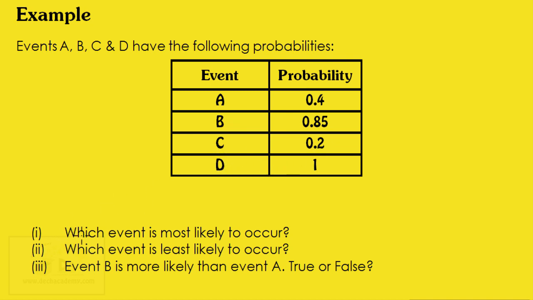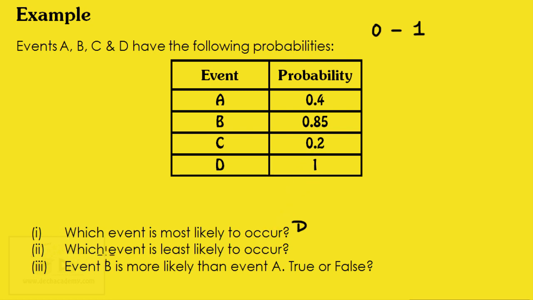So here's the first question. Which event is most likely to occur? Clearly from the probabilities you can tell that a linear scale is being used. So on the linear scale, probabilities range from 0 to 1. The highest probability of an event on a linear scale is 1. And we can see that event D has the highest probability. It has a probability of 1. 1 is larger than any other number here. So we know that event D is the most likely to occur because it has the highest probability.